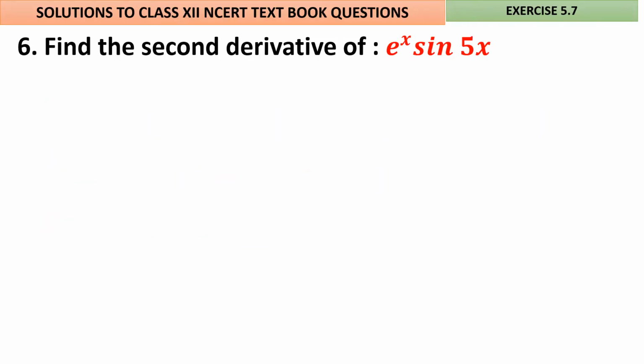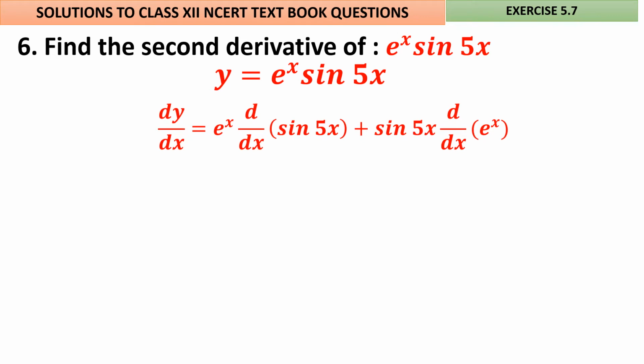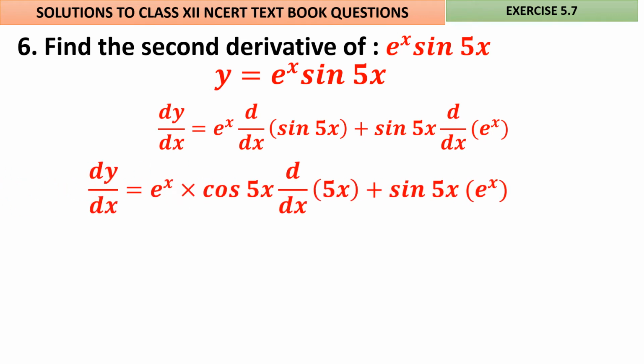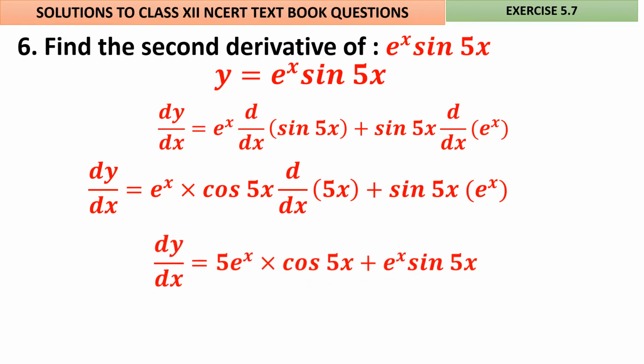Next question number 6. Find the second derivative of e power x into sin 5x. We have to use product rule. E power x, differentiation of sin 5x plus sin 5x into differentiation of e power x. E power x into differentiation of sin 5x is cos of 5x into d by dx of whatever there. Chain rule. There d by dx of e power x is very simple. Directly e power x. What is the differentiation of 5x? It is 5. Therefore 5 into e power x into cos 5x plus e power x into sin 5x.